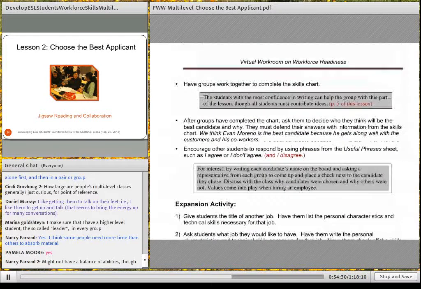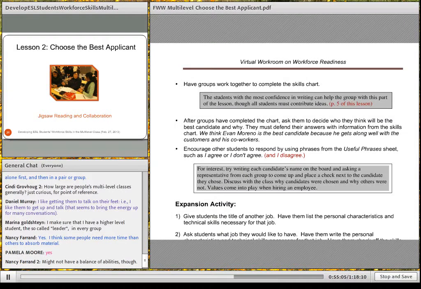So let me show you what it is they're reading. Groups work together to complete a skills chart. All right? Yeah, you're right. They may not have a balance of abilities. So we're trying to do that through the 3 corners activity. Students with the most confidence in writing can help the group with this part of the lesson on the skills chart, and the other students can copy or go along with them. They have to contribute, but they may get help from their strong writer in the group.